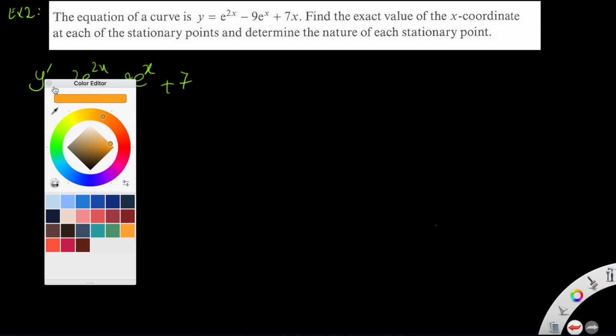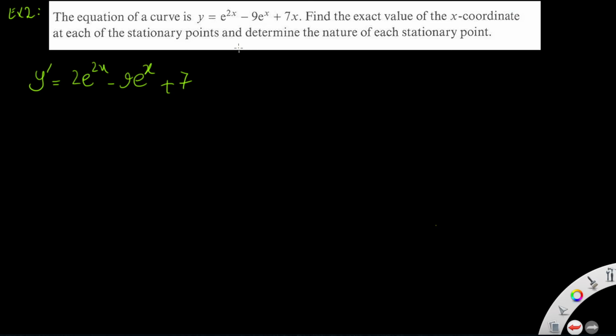We already learned in AS level that in order to determine the nature of a stationary point, you need the second derivative. Now I find the second derivative here. The differentiation of e to the power of 2x is 2 e to the power of 2x, and with the 2 here you have 4 e to the power of 2x, minus 9 e to the power of x, then the differentiation of 7 is 0.